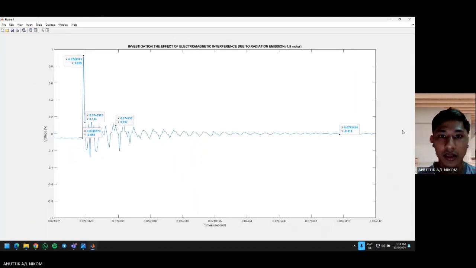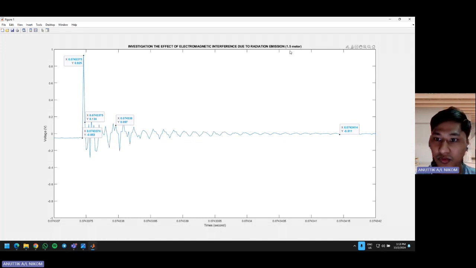Today I will demonstrate the data from the investigation of the effect of electromagnetic interference due to radiated emission, based on data collection from 1.5 meter, 1 meter, 0.4 meter, and 0.2 meter. So this is the 1.5 meter graph, and this is a voltage spike.